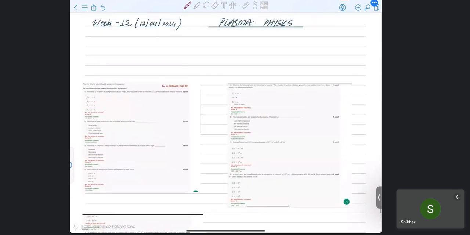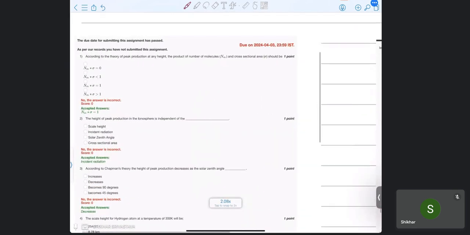Okay, so let's move to the first question, the assignment. According to the theory of peak production at any height, the product of the number of molecules in cross-sectional area should be what?